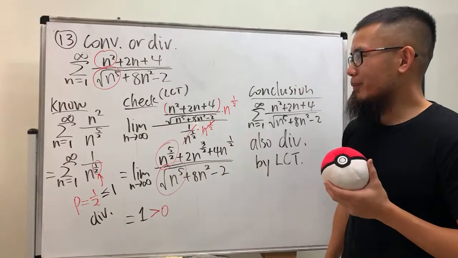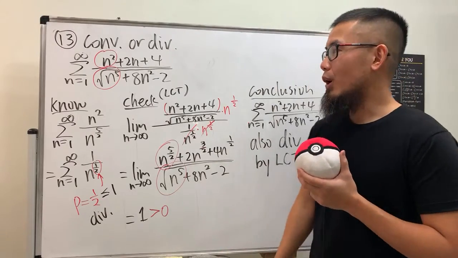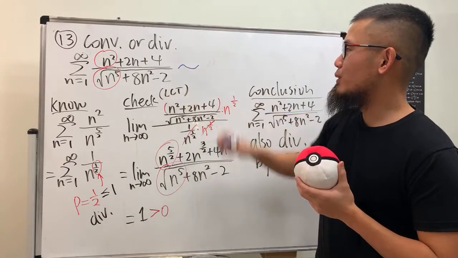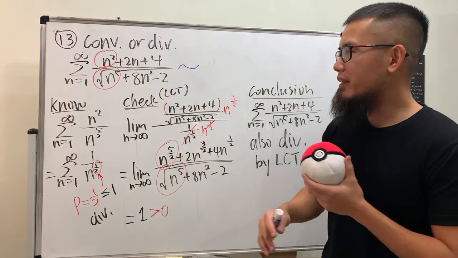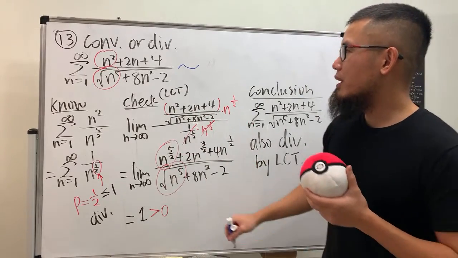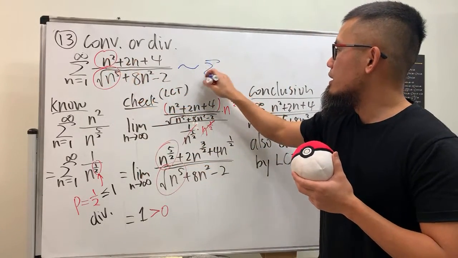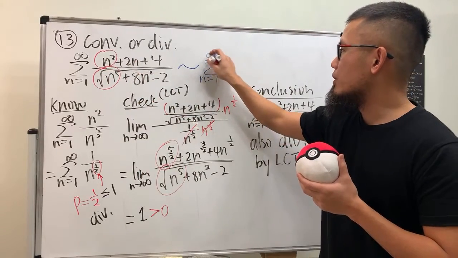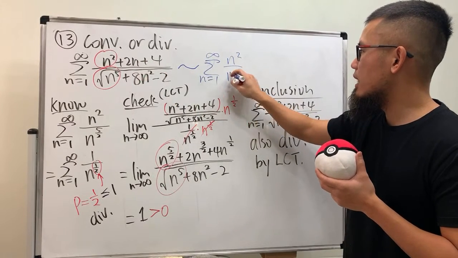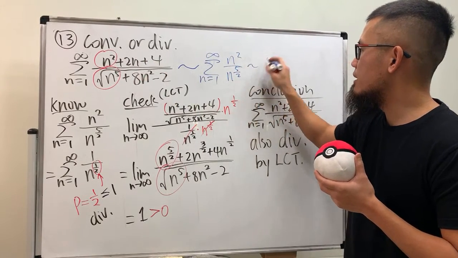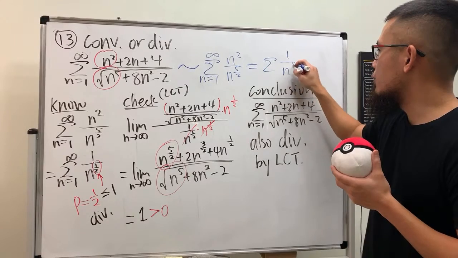However, maybe after Calc 2, or maybe you are just doing a multiple choice question, all you have to do is this. You can draw a little sine wave, which means about equal to, when n is large. And again, you can just ignore all the terms but the dominating parts. So this right here is about equal to the series from 1 to infinity of n squared over n to the 5 over 2, and this is equal to the series of 1 over n to the 1/2.